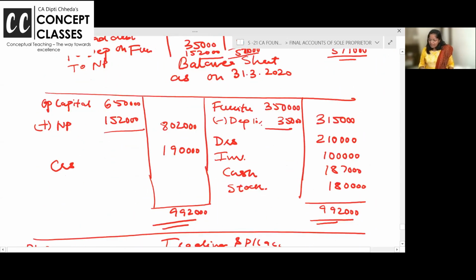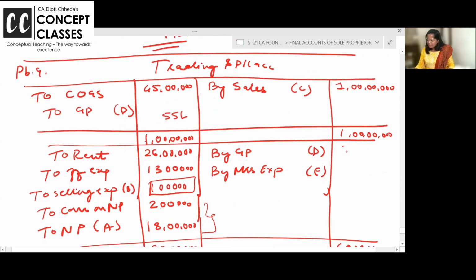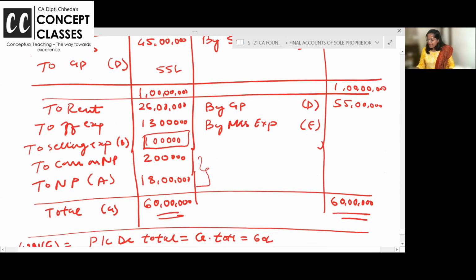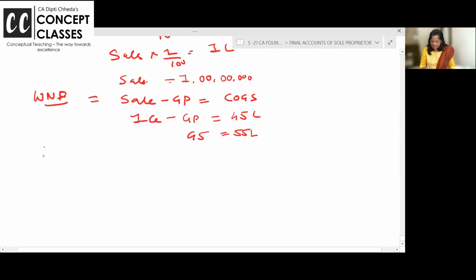तो GP आ गया आपको. Sales minus the COGS, GP. GP you can write down, 55 lakhs. And this is 60 lakhs. So can you get miscellaneous expenses balancing figure? 5 lakh. Working note A, B, C, D, E. Ma'am, आ तो गया direct. Please write working note. Step marks are there.